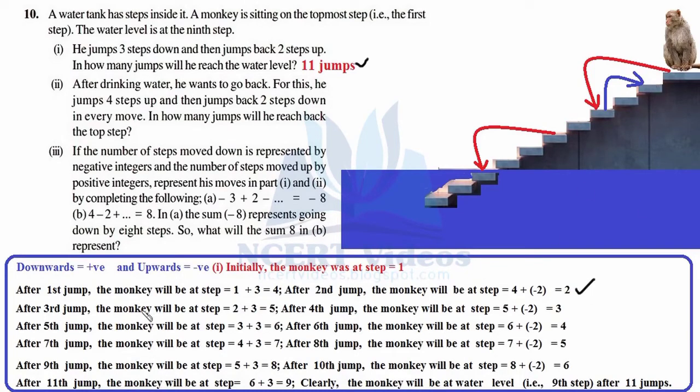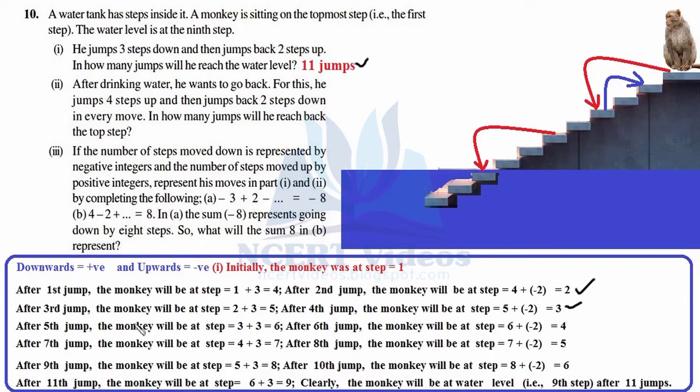After the first jump, you can see the monkey will be at step 1 plus 3. So, it's the 4th. And second jump, he will come back to the second step. Similarly, in the third jump, he will jump from 2 and reach the 5th step. Then from the 5th step, he will come back 2 steps. So he will reach the 3rd step.